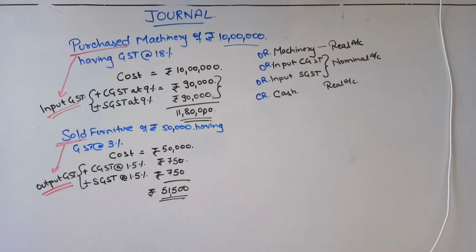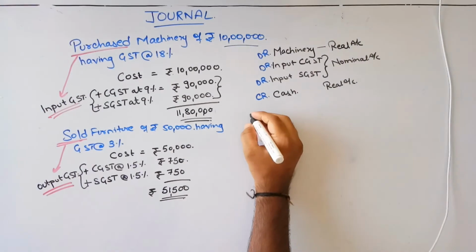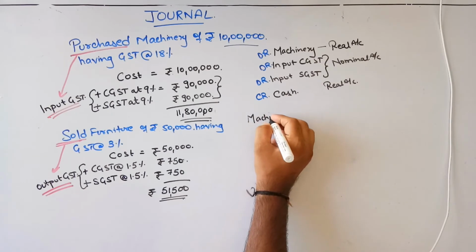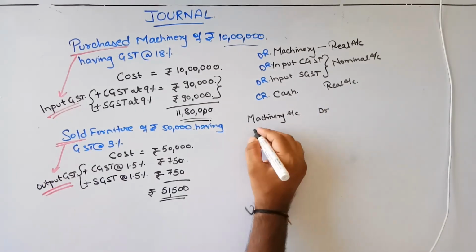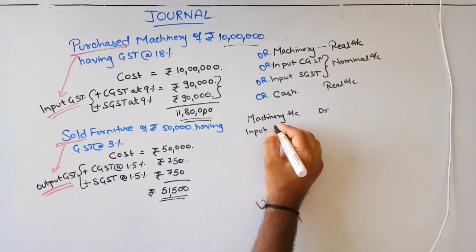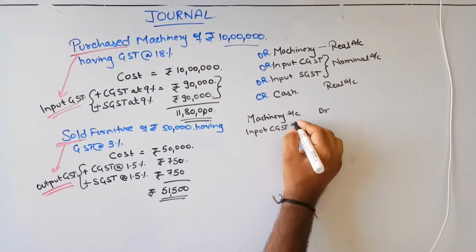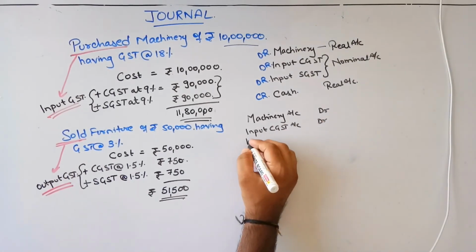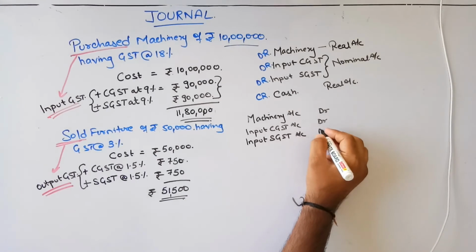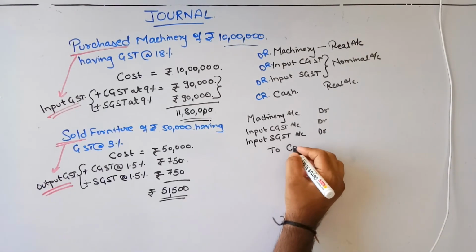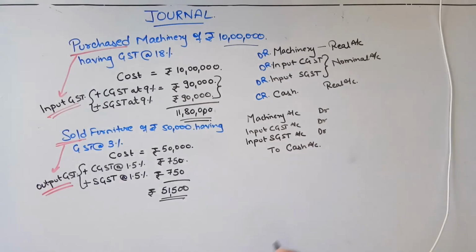Can you just tell me the journal entry first? It will be machinery account debit, input CGST account debit, input SGST account debit, to cash account. Excellent. Okay guys, over here, how much is the cost of machinery? Please understand, how much is the cost of machinery? 10 lakhs.